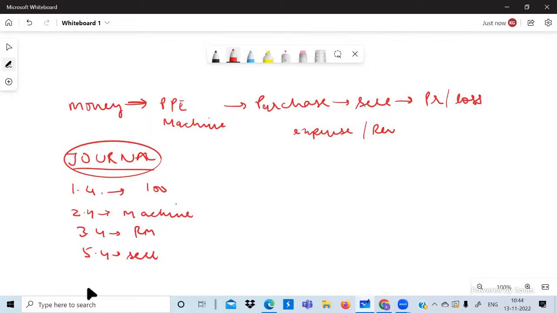But again, from an understanding point of view, this is what the accountant would be doing. He'll be recording transactions on a day-to-day basis, and finally they get captured in a place which is known as journal. Any questions with this before we move forward?